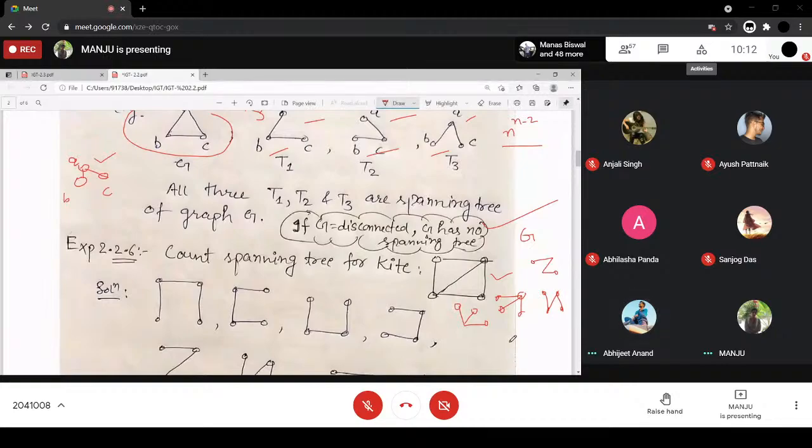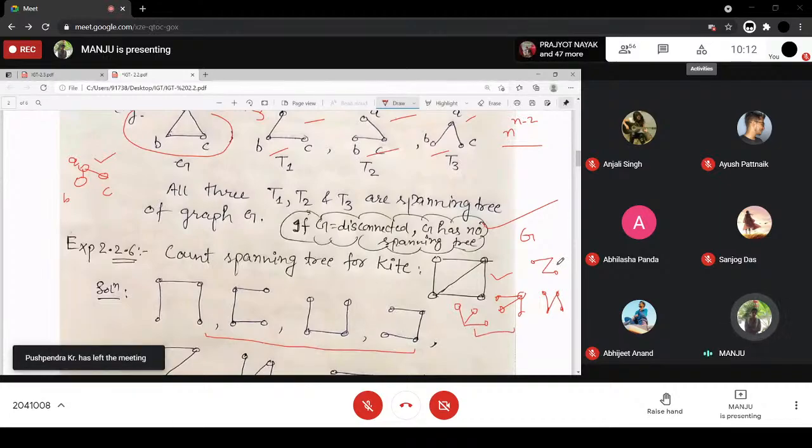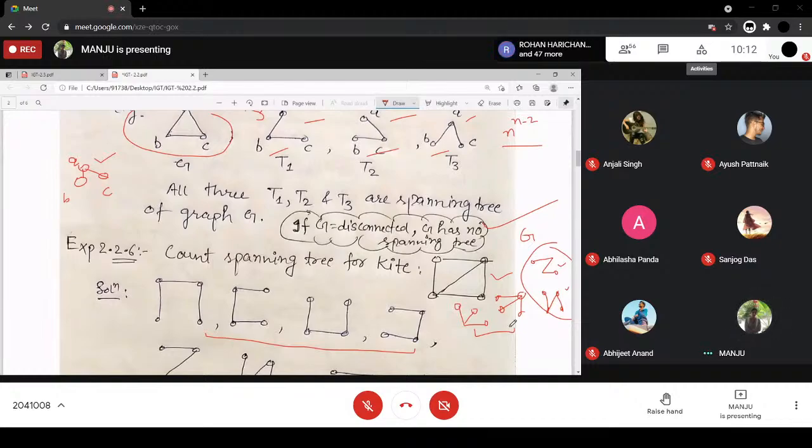Three different. Which are? These are different. These are same, isomorphic, and these are same. What about these? This is also P4, no? These are P4. These are same as this one. Two different: one is P4 type, another one is K1,3 type. Is that clear? Yes, ma'am.